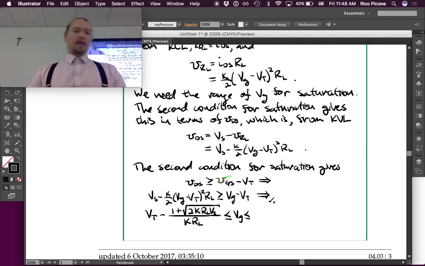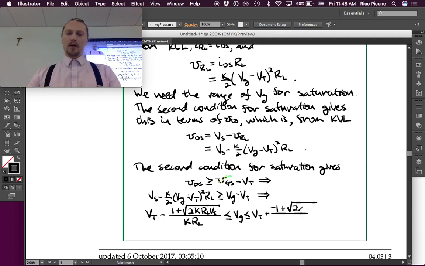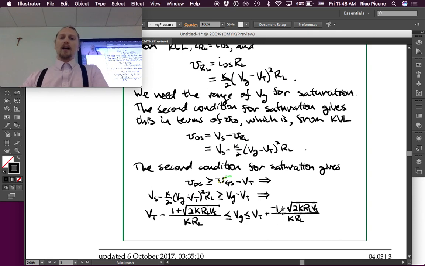And the upper bound of VG is a similar expression. It's VT plus a similar fraction: minus 1 plus the square root of 2K RL VS, divided by K RL. You can see the plus or minus emerging here from a quadratic equation. So this is our upper bound.